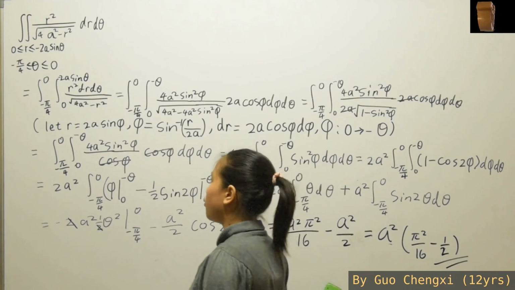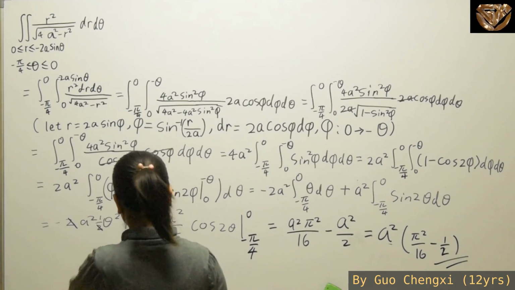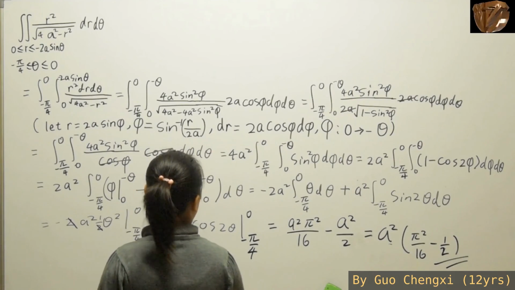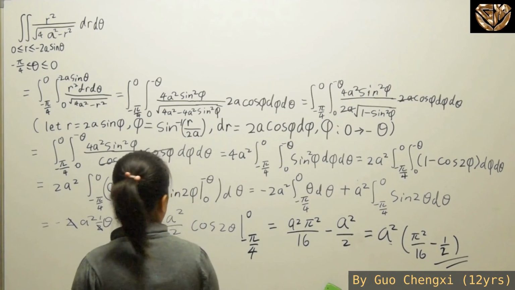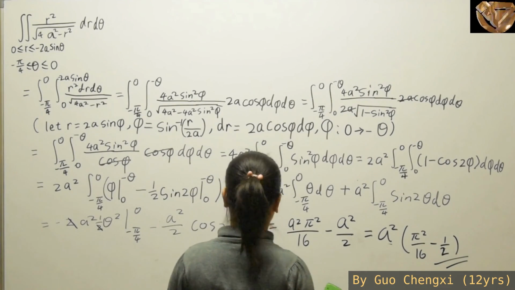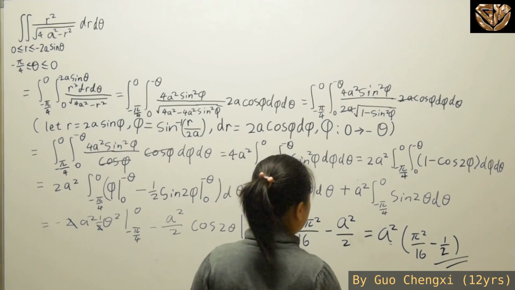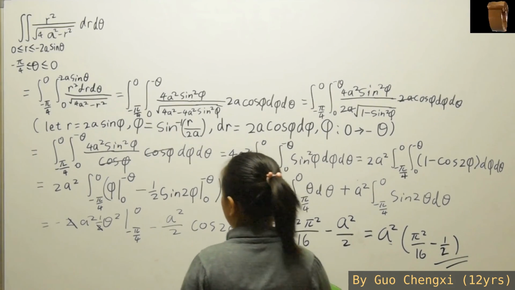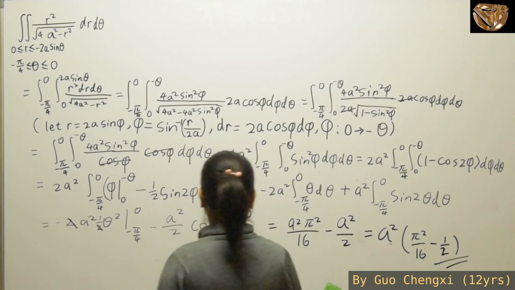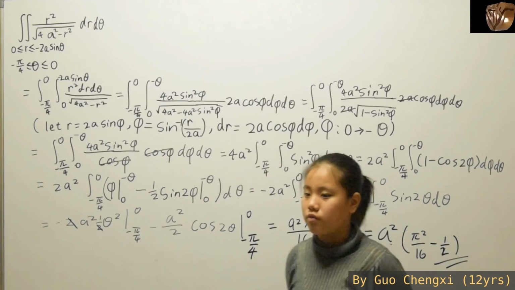For this lesson, what we mainly used was a trigonometric substitution. Then after that, we used the double angle formula to get the 1 minus cosine 2 phi, then some basic integration. That'll be all for this lesson.